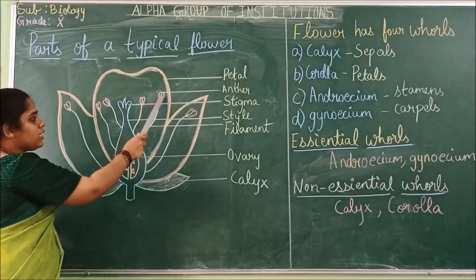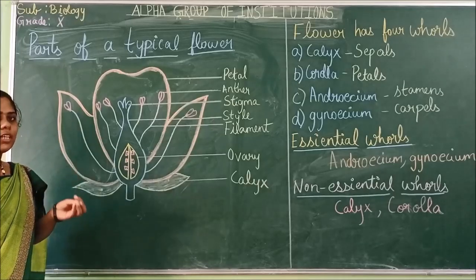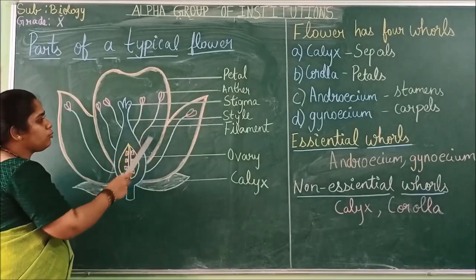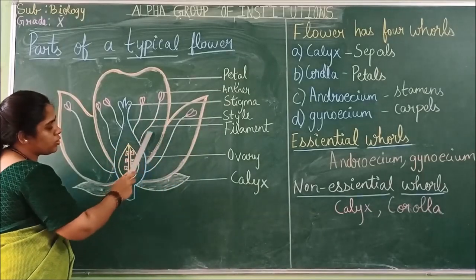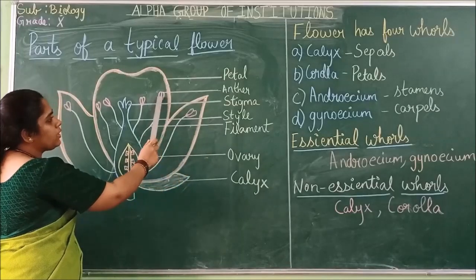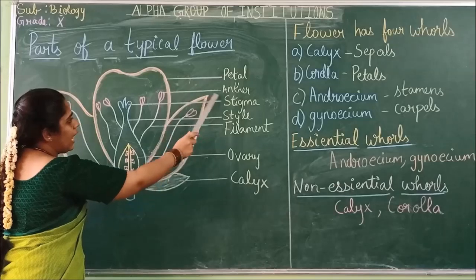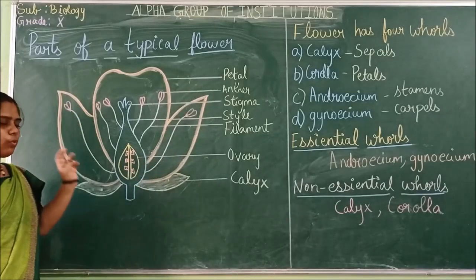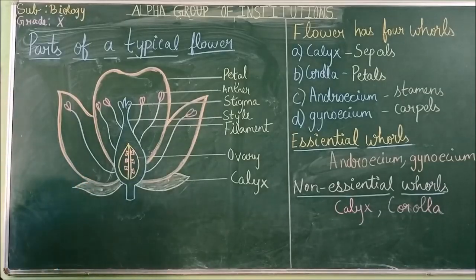This one is the androecium, that is the male reproductive part of a flower. In the androecium you have a filament. This white thread-like structure is called the filament, and the pink structure is called the anther. Filament and anther come under androecium, whereas ovary, style, stigma come under gynoecium, that is the female part.